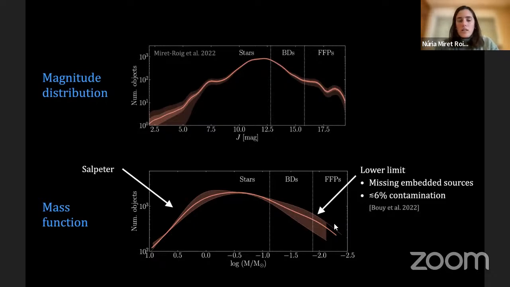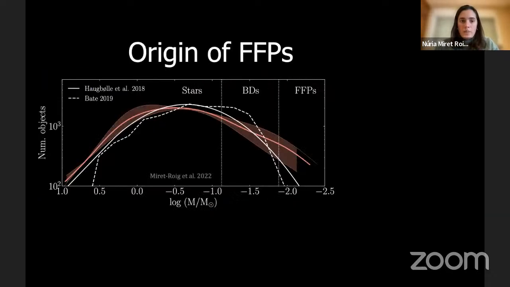Then what we can do is compare these observations with the results of simulations to try to interpret the agreement or the differences. This is exactly what I will show you in the next slide, where we are seeing again in red the same mass function I presented in the previous slide. Now the two white functions come from numerical simulations. The first thing that we can already see is that there is a more or less good agreement in the stellar and high mass brown dwarf regime. However, for free-floating planets, we observe many more of such objects than what these simulations predict.